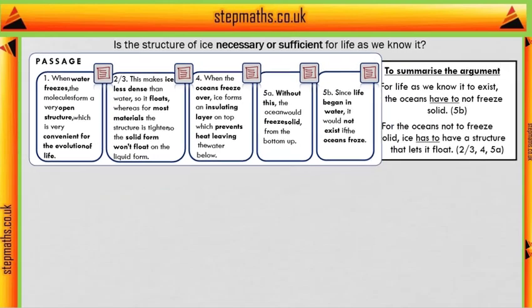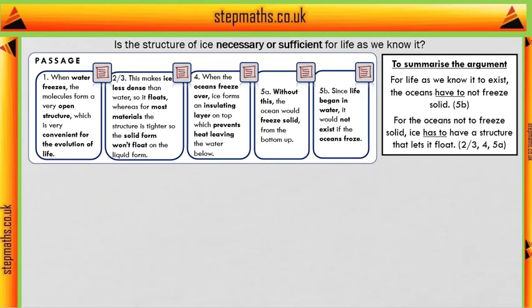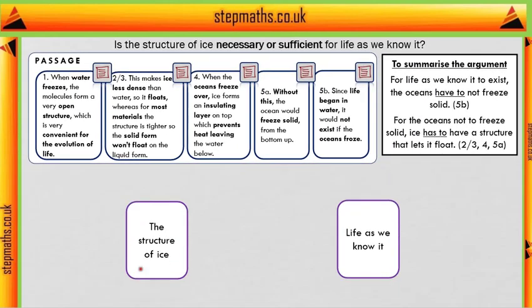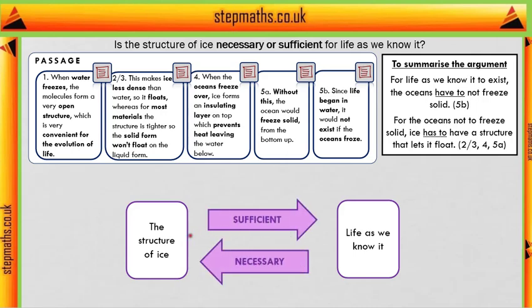So in particular, when we're talking about necessary or sufficient conditions, we're trying to look at the connection between this, the structure of ice, and life as we know it. We're really thinking about possible implications. So if the structure of ice implies the existence of life as we know it, then this existing is enough for this to happen. And so this is a sufficient condition for this. So if this implies this, if the arrow goes this way, then we have a sufficient condition.